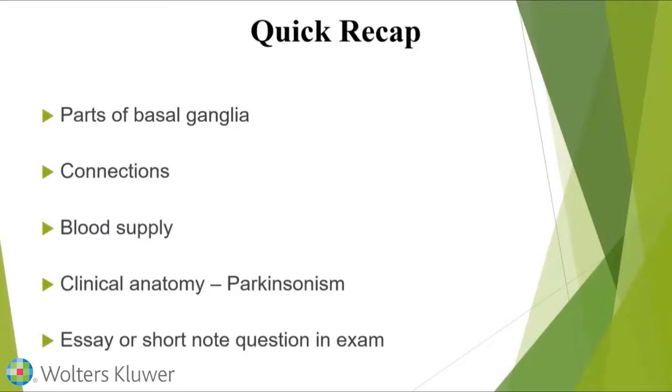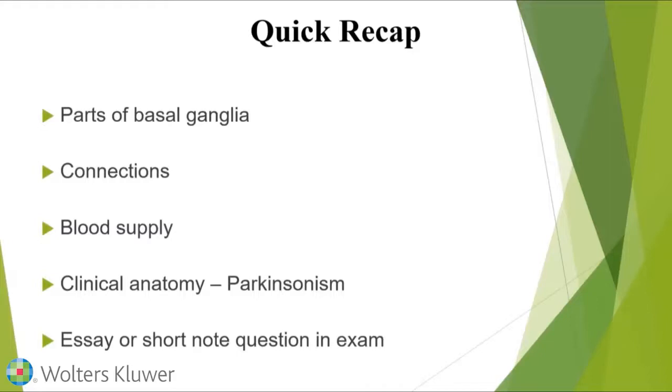It's a very important question in neuroanatomy. It can be asked as an essay question for 15 marks in your theory paper. It can be asked as a short note. Any small part, even caudate nucleus, can be asked as a short note. Lentiform nucleus can be asked as a short note. Connections of basal ganglia can be asked as a short note. Parkinsonism itself can be asked as a short note question.